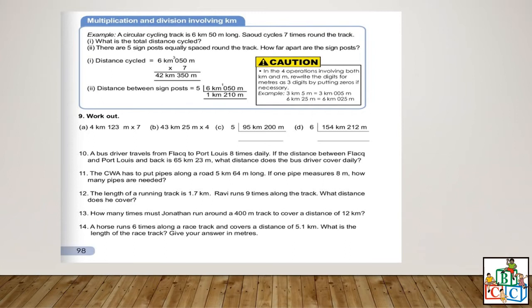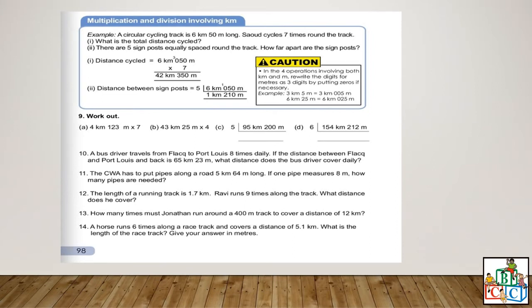So let us see the first question now. 6 kilometers 50 meters, you're going to multiply by 7, but as you can see in the example, a 0 has been added before. 6 kilometers 050 meters times 7, and then when you do the multiplication, you're going to get the answer 42 kilometers 350 meters.